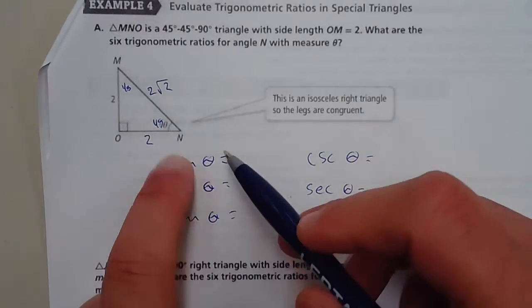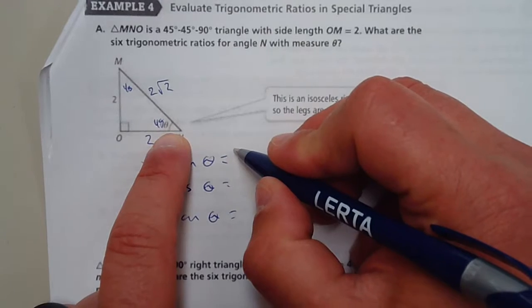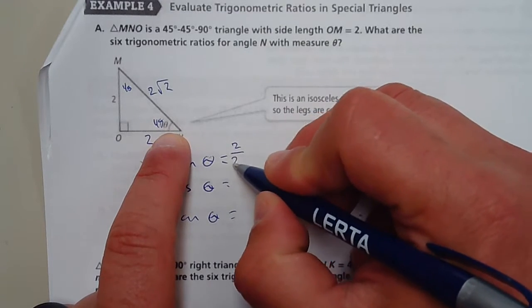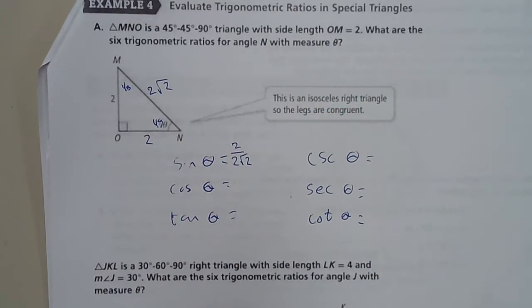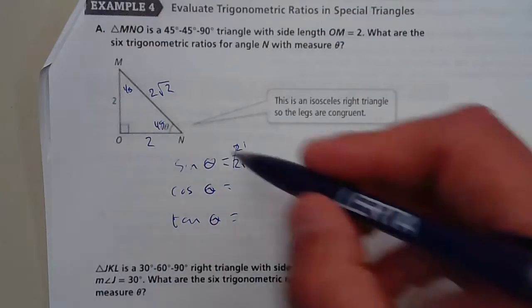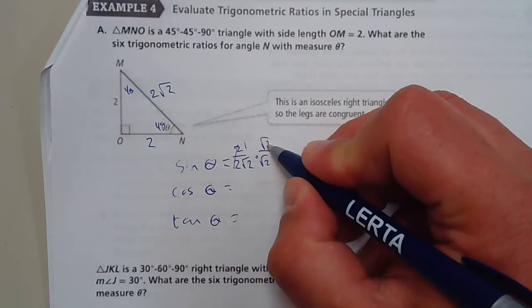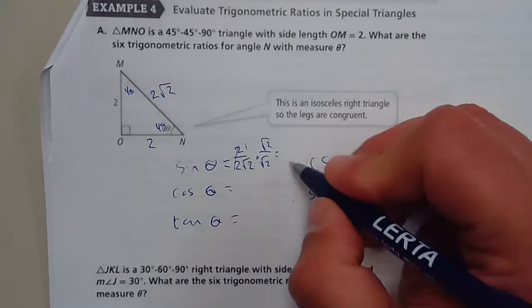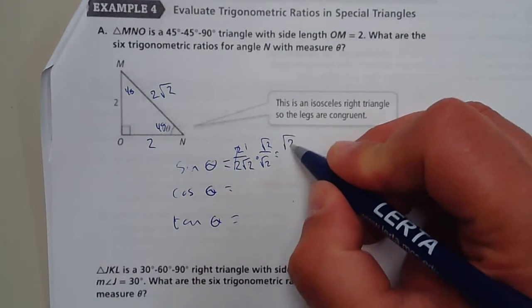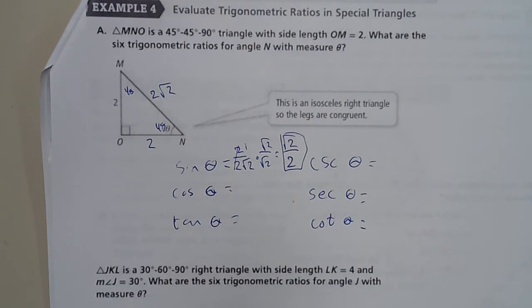So sine is opposite over hypotenuse. That's going to be 2 over 2 root 2. Now this is one that we are going to need to simplify. We can't leave the root in the denominator. Now 2 over 2 is going to just cancel to be a 1. But we need this root 2 out of the denominator, so we go ahead and rationalize that, multiply by root 2 over 2, and we get root 2 over 2. So that's going to be that one.